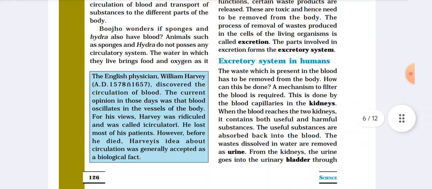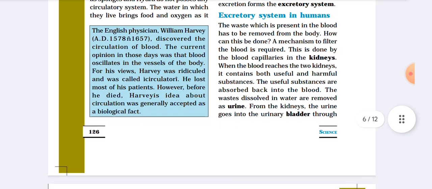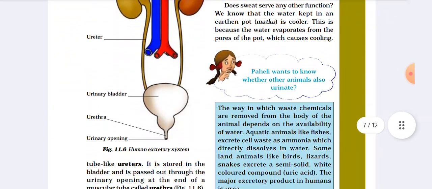The waste which is present in the blood has to be removed from the body. How can this be done? A mechanism or a machine to filter the blood is required. This is done by the blood capillaries in the kidneys. When the blood reaches the kidneys, it contains both types of components, useful and harmful. The useful substances are absorbed back into the blood and waste is dissolved in water and removed as urine. From the kidneys, the urine goes into the urinary bladder through the ureters.